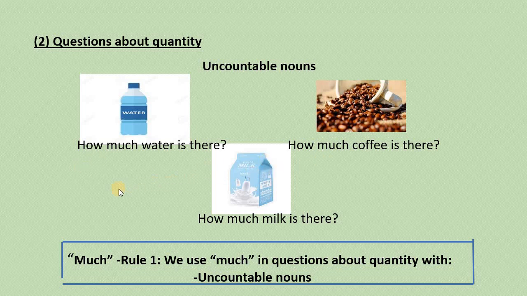And the noun, because it is an uncountable noun, is singular and the verb is the third person singular of the verb to be. How much water is there? How much coffee is there? How much milk is there? Yes guys. So rule number 1 for much. We use much in questions about quantity with uncountable nouns.